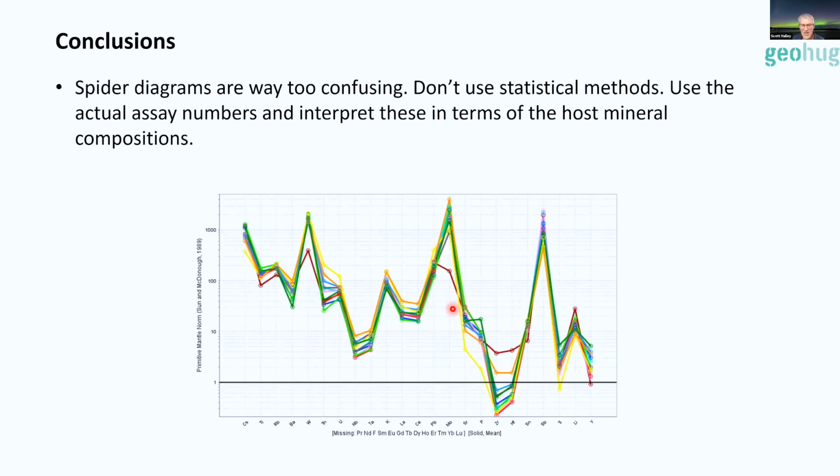And who understands spider diagrams? Wow, these things are shocking. Just plot your data and get used to looking at the raw numbers and thinking about what are the expected ranges of trace element contents in particular magma types. Spider diagrams are just ugly.